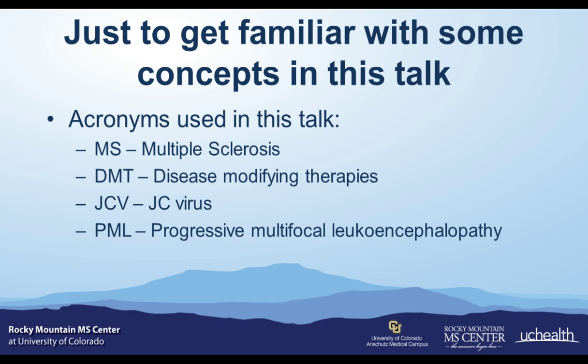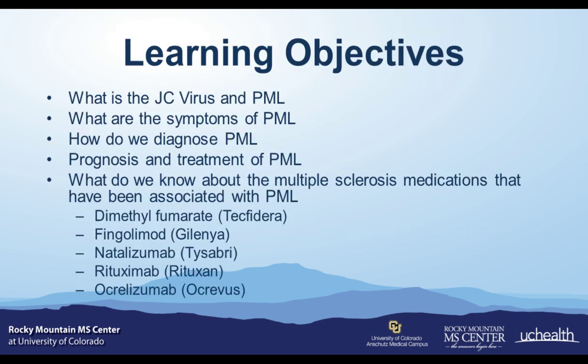Some of the acronyms I'll use commonly in this talk are MS for multiple sclerosis, DMT for disease-modifying therapies, or treatments that we use for the treatment of multiple sclerosis, JCV is the JC virus, and PML is progressive multifocal leukoencephalopathy. We'll talk a little bit more about the JC virus and PML.